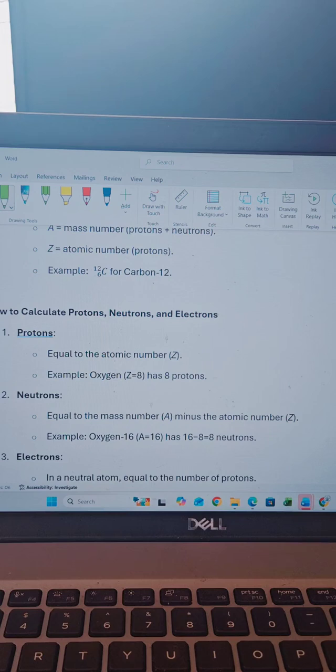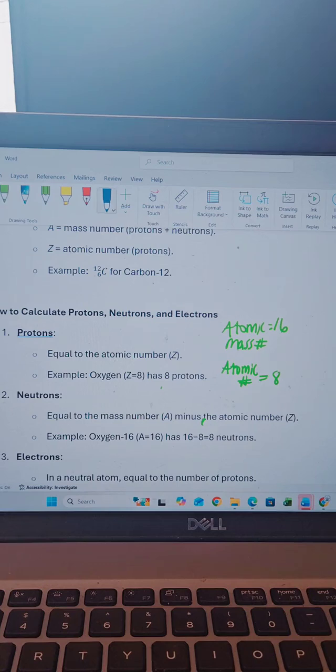Now, when I look at oxygen, as I mentioned to you all before, oxygen on the periodic table has an atomic mass number of 16. The atomic number is 8. So let me tell you what you're going to do with those two numbers.